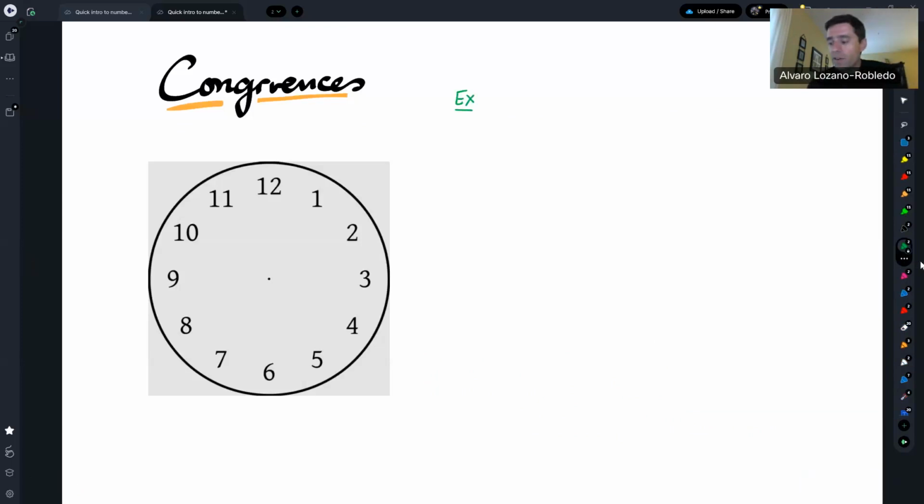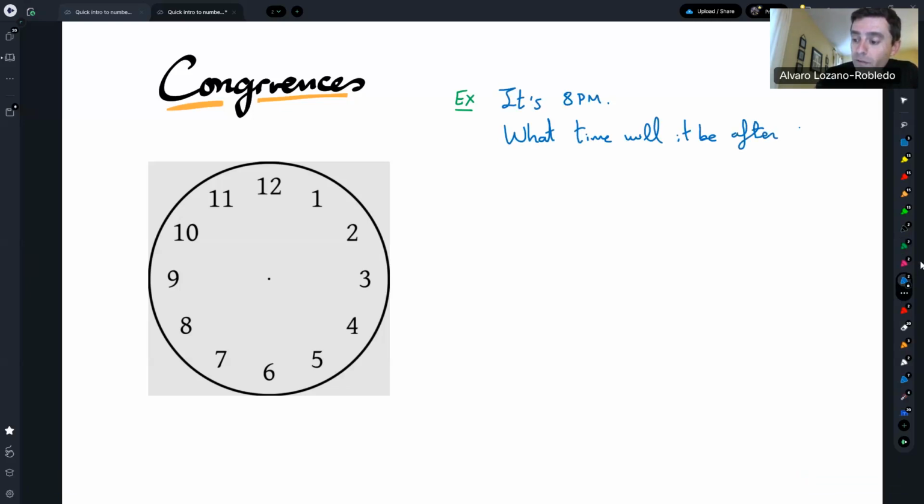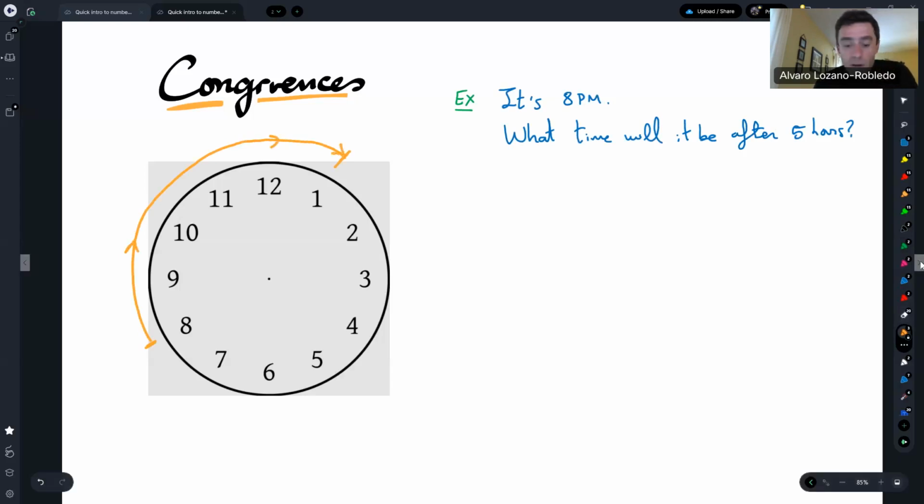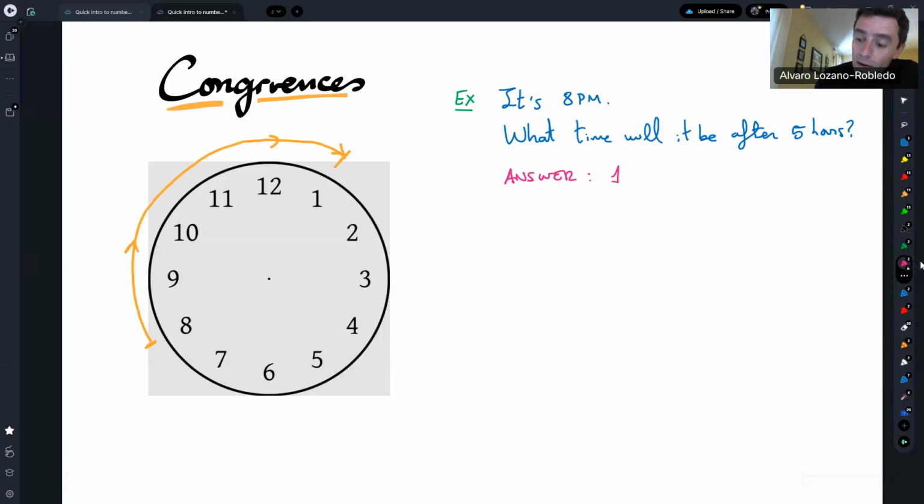For example, suppose it is 8 p.m. What time will it be after 5 hours? So how do we do that? We start here. Suppose it's 8 o'clock, and 5 hours are going to go by. So it's 1, 2, 3, 4, and 5. We're going to go from 8 p.m. to 1 a.m. So the answer is that it will be 1 a.m.